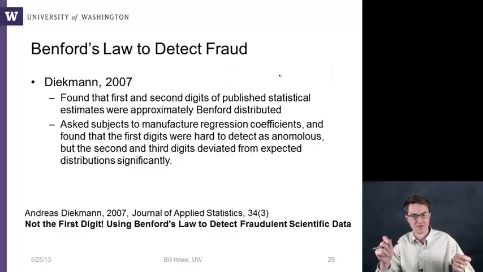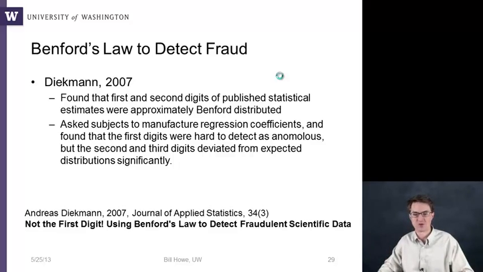And so there, the second and third digits deviated significantly. And so the conclusion was it is potentially useful as a fraud detection tool in scientific data. And there are instances where Benford's law has been admissible as evidence in court in cases of fraud, and it's been used by reporters and so forth to argue for evidence of fraud in cases of voting, election, and other kinds of accounting data on the sort of global scene.